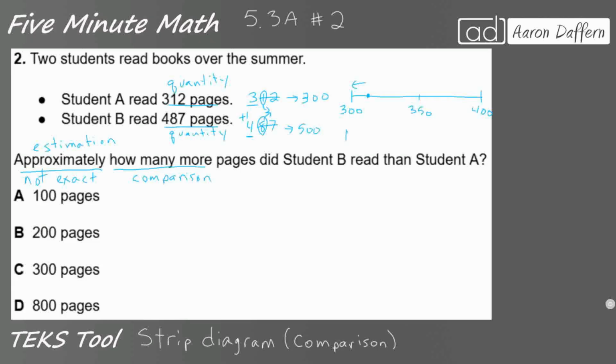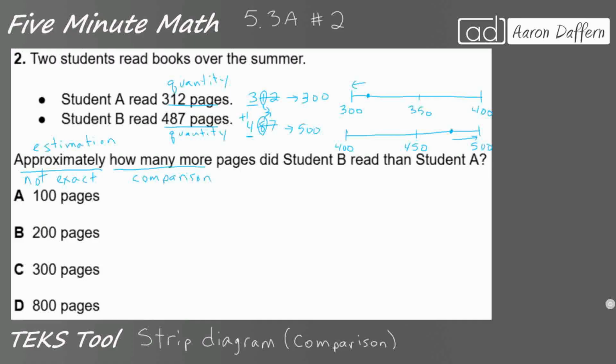We can use the same number line to visualize why that happens. 487 is between which two hundreds? 400, 500. We need a midpoint, 450, and then we need to think, well, where would 487 be? Somewhere right up there, much closer to 500 than it is 400.